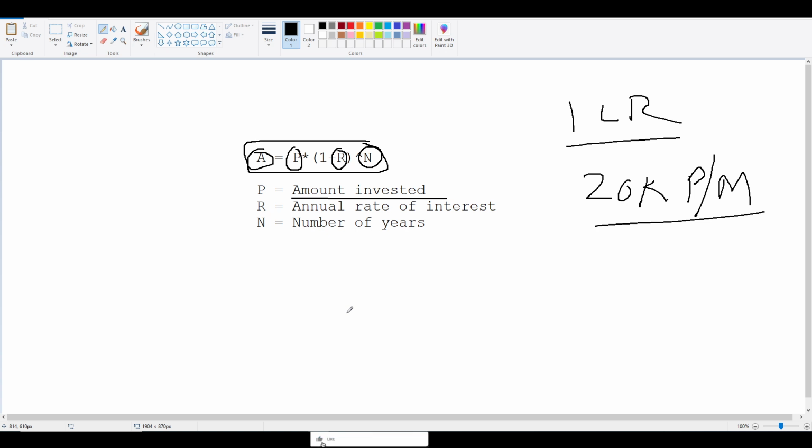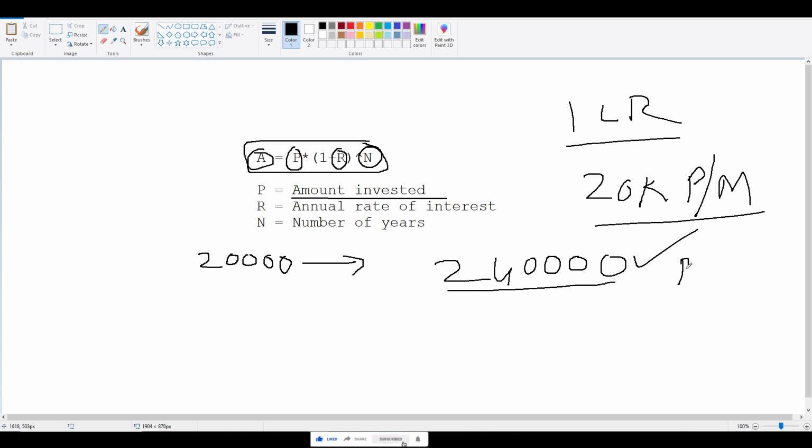My thought process is, let's say every month we start with a 20,000 rupees investment. That means for 12 months it is going to be 2,40,000 rupees. This is the amount per year we are going to invest, and this is for the first year.